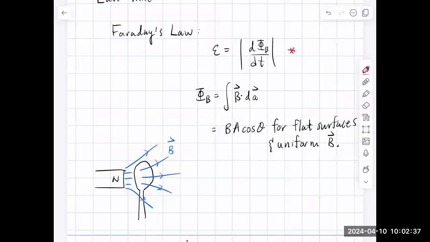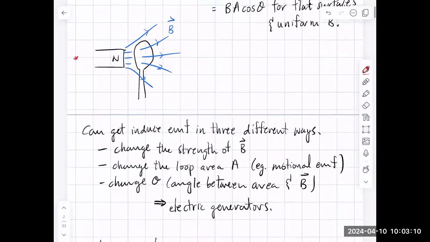What we said is that we could change the flux through a loop in 3 different ways. One way is to take this scenario where you have a bar magnet next to a little loop of wire. I could increase the flux through the loop by increasing the strength of the magnetic field. One way to do that would be to take the North Pole of the bar magnet and move it closer to the loop. Or I could decrease the magnetic flux through the loop by pulling the bar magnet further away. So that's one way of changing the magnetic flux.